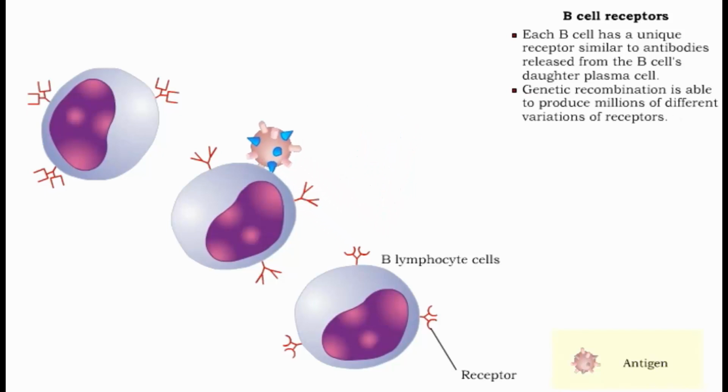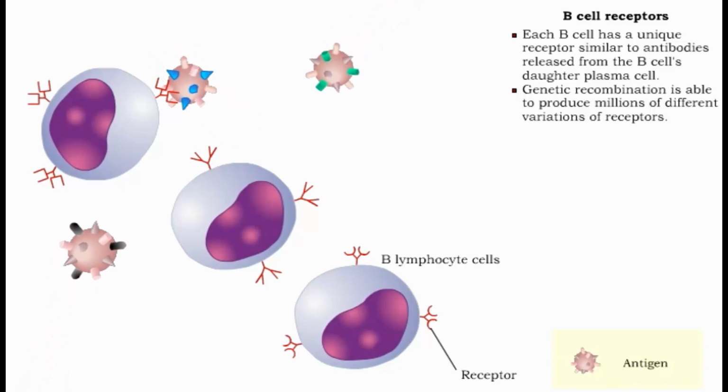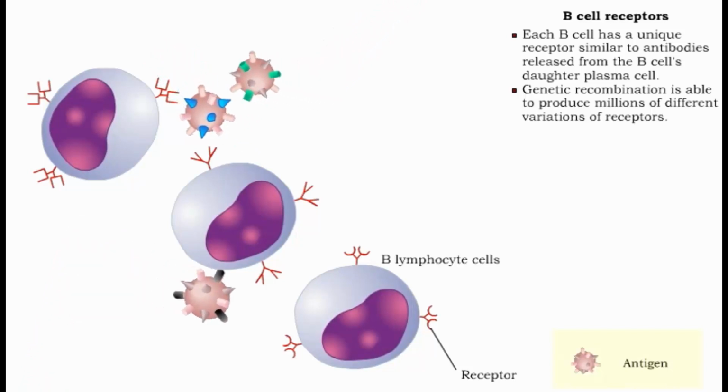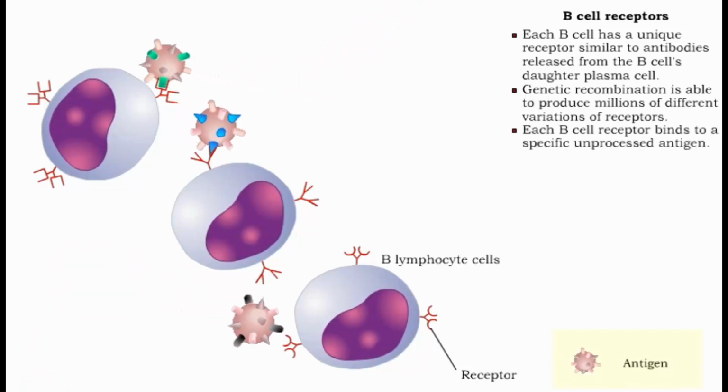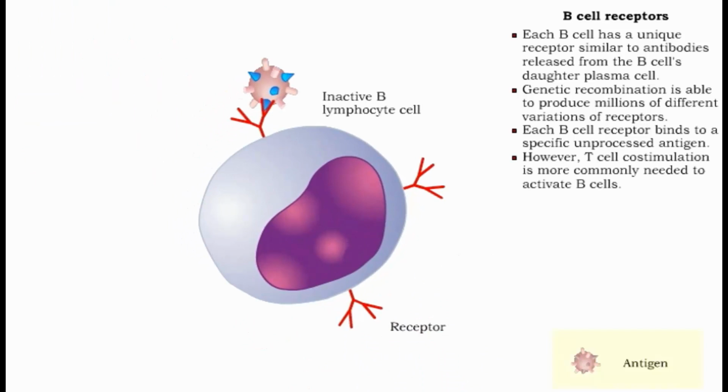Receptors are produced by genetic recombination. Millions of different variations of receptors may be created. Each of these B cell receptors is capable of binding to a specific antigen. Unlike T cells, B cells bind to unprocessed antigens. However, B cells are most likely to become activated when co-stimulated by nearby T cells in lymphatic tissue.